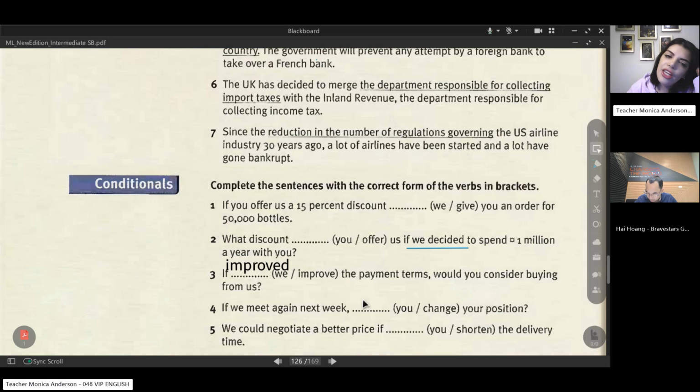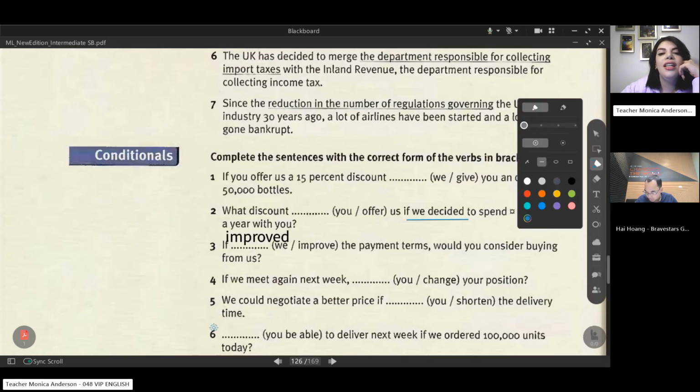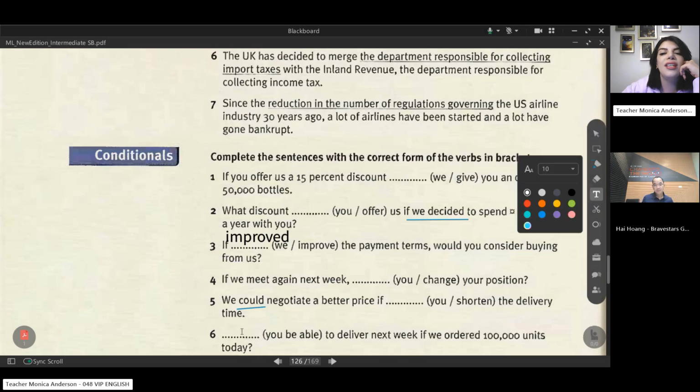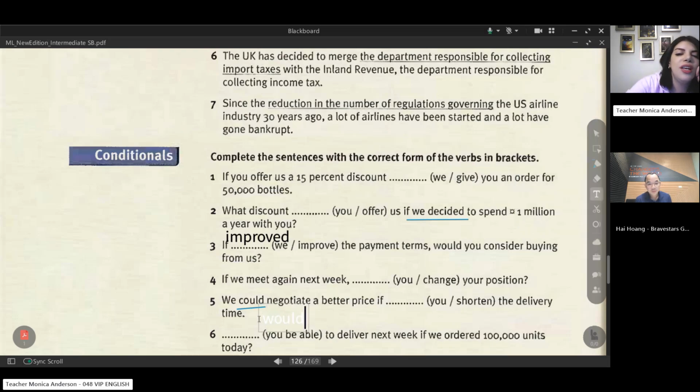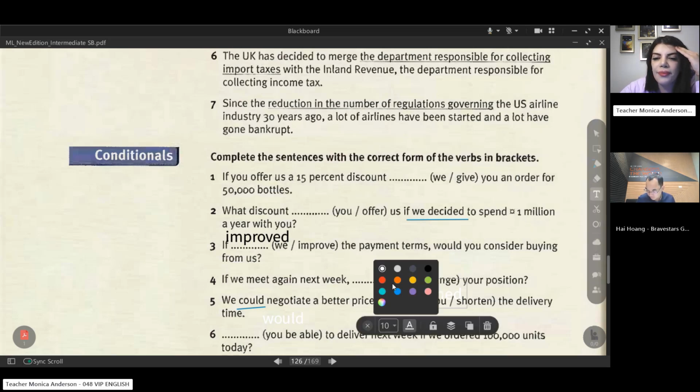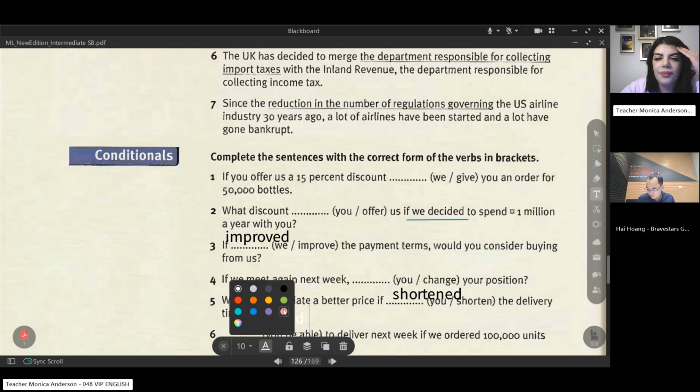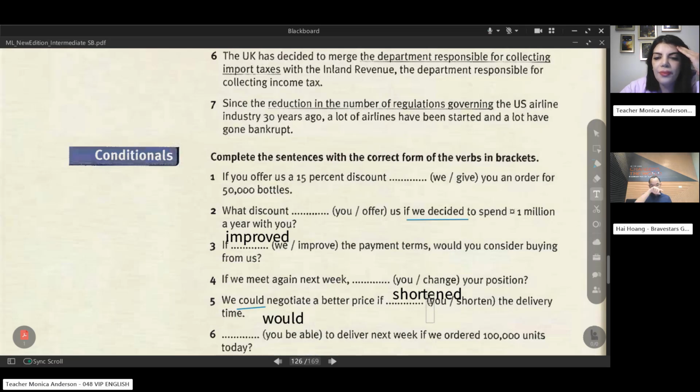And 5, you could negotiate a better price if you shortened. Here, look, could or would. This is second conditional. Instead of would, you can also say could. And the if clause should be past simple. So if you shortened, let me change the color. This is past. Shorten the delivery time if you made it shorter.